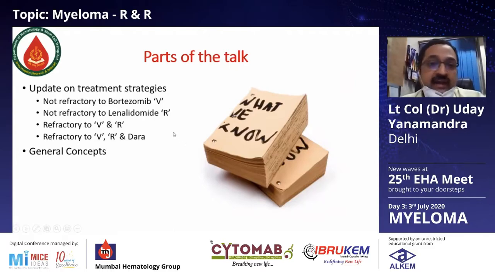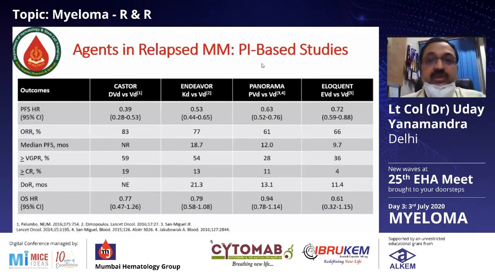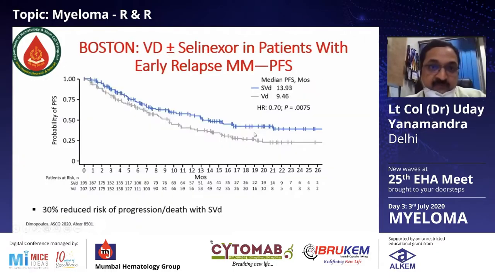And just to reiterate a few things wherein they have presented various data of various trials, the updated data. So, firstly, the data on patients who are not refractory to bortezomib. So, Castor, Endure, Panorama, and Eloquent. These are the four major trials about the patients who are resistant to other drugs other than PI. That means they are not resistant to bortezomib. So you can use any boti-related combinations, either with pomalidomide or with daratumumab or with elotuzumab.